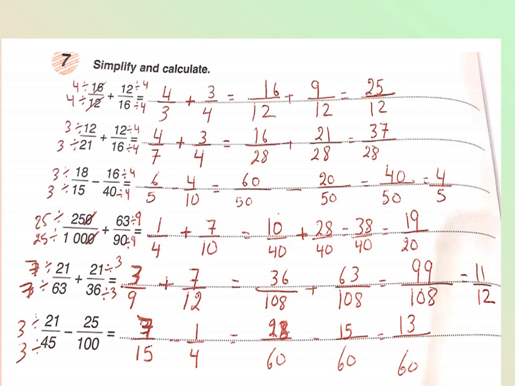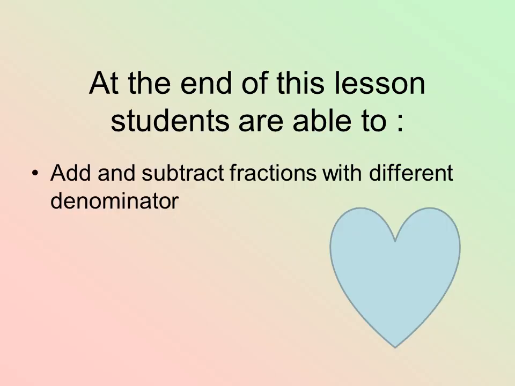While 12 out of 16, if I want to simplify this fraction, you should divide them by 4. So 16 plus 9 is 25. And the denominator is the same, 12. So 25 out of 12 is the simplest fraction. At the end of this lesson, you are able to add and subtract fractions with different denominators.